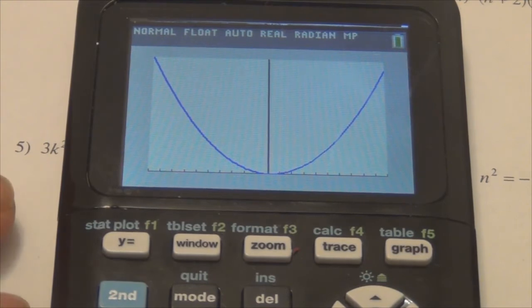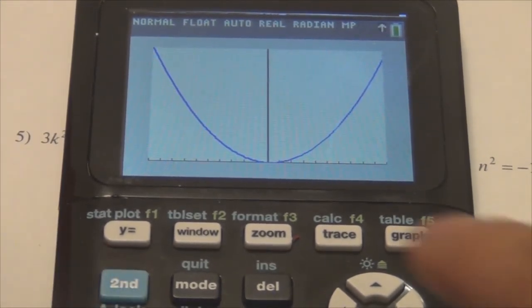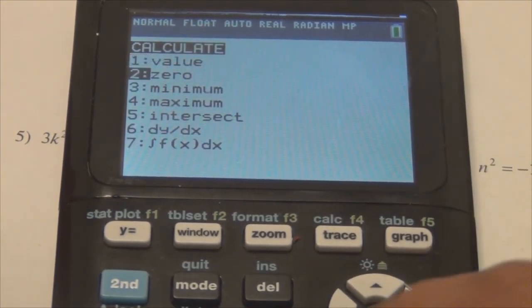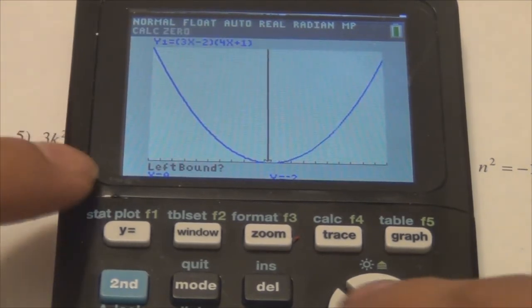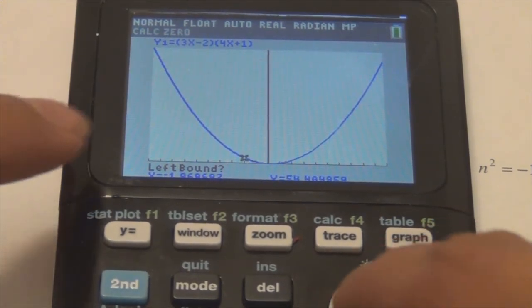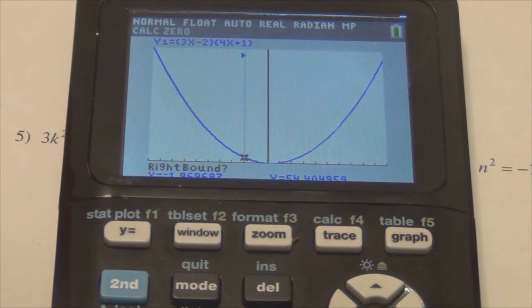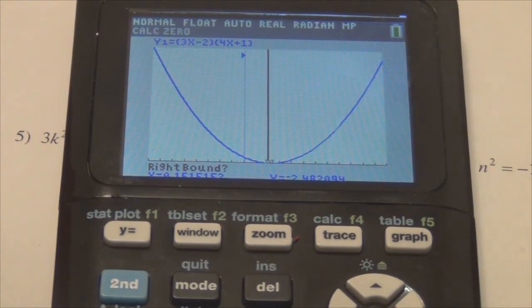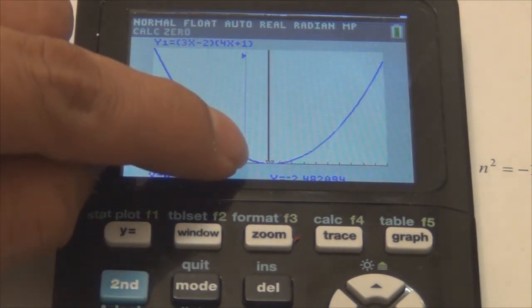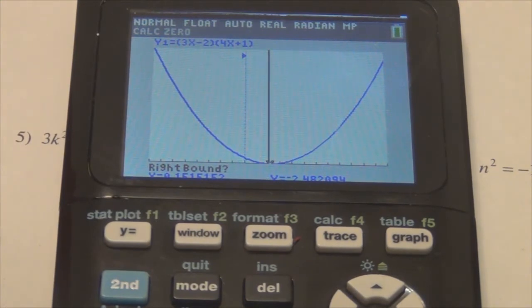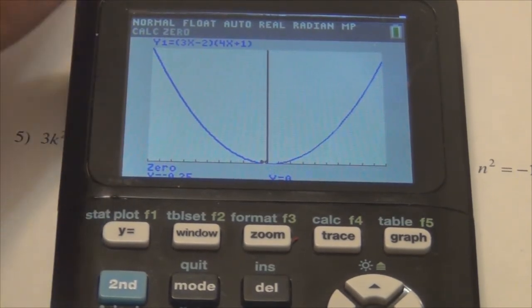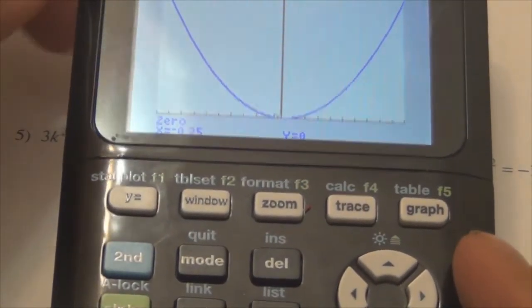So I want us to do something. Press second, and you see where it says trace? It also says calculate. So we are going to calculate the zeros, in other words, the solutions. For left bound, we want to go here on this side. Right bound, we want to go around here. You don't want to go beyond that because it's going to get confused. You want to know where in here it touches the x-axis. Now you press enter, and then it says, do you want me to guess? Of course. And now if you look at it, what does it say?